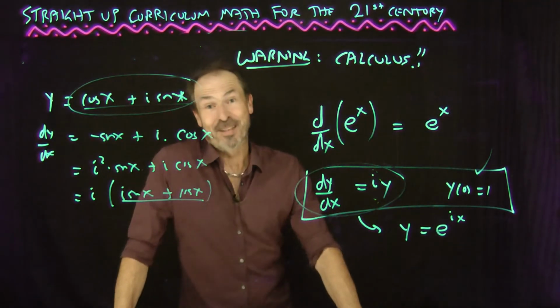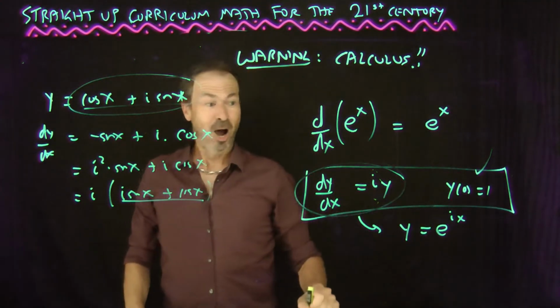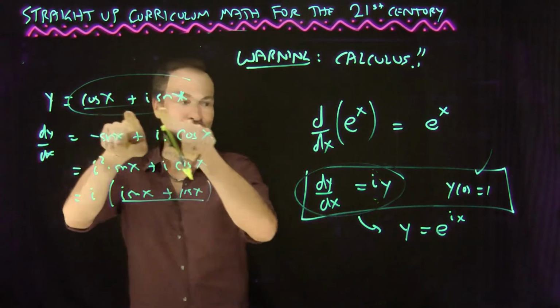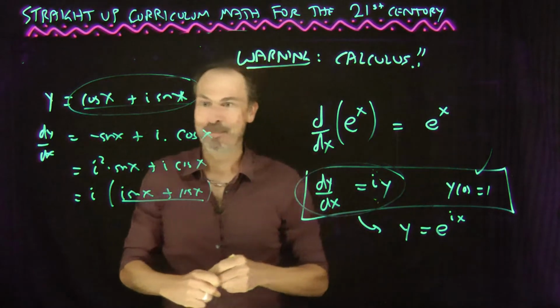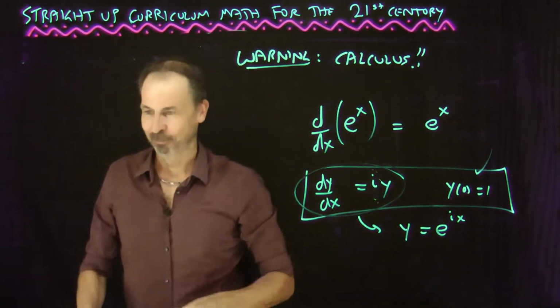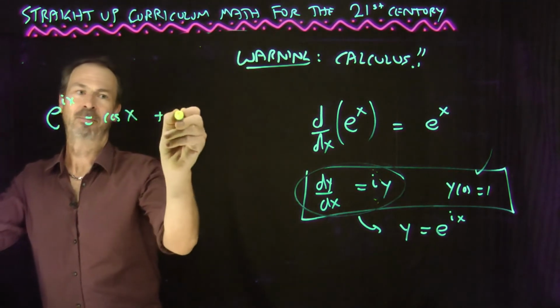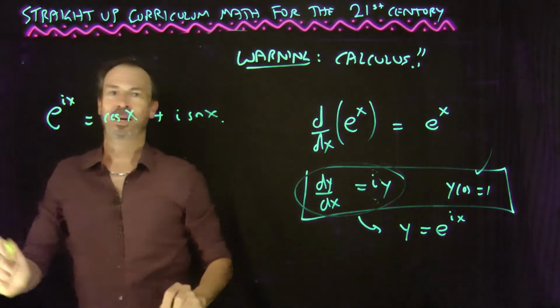So if you believe that this mathematics extends to complex numbers and that these have unique solutions, then, oh my goodness, this solution and this solution must be the same thing. It must be the case that e to the ix is cos x plus i sine of x.